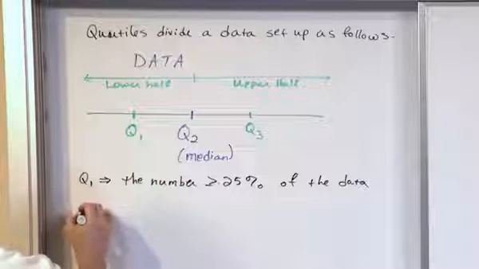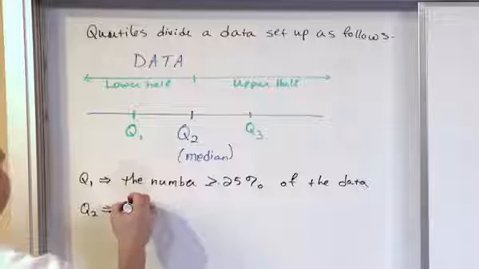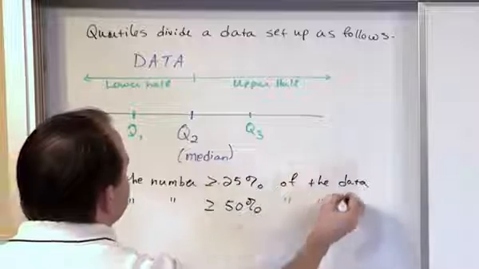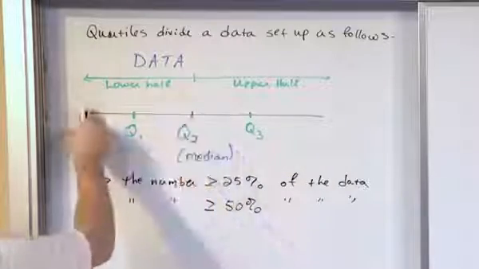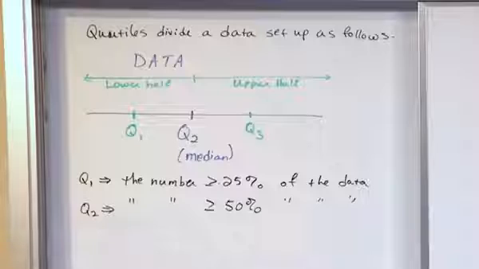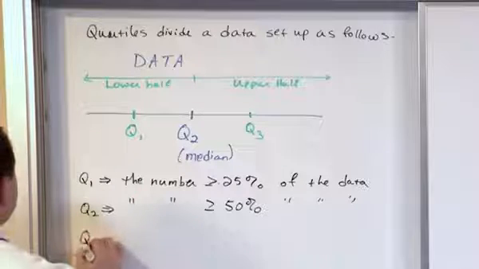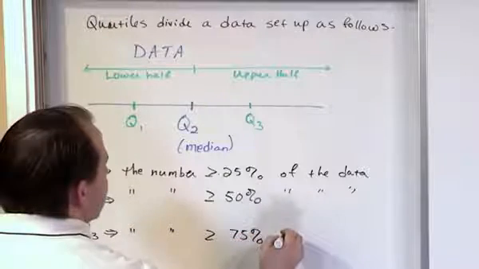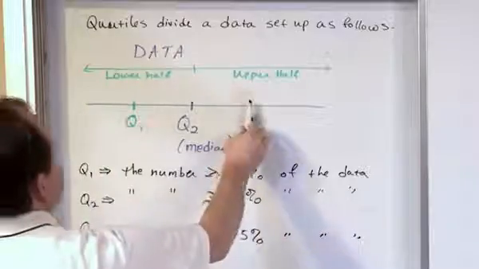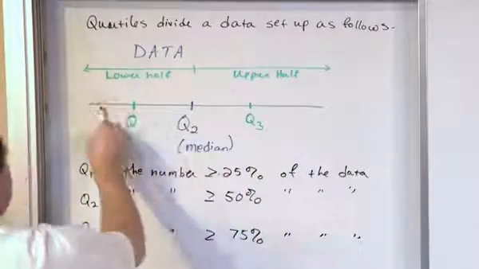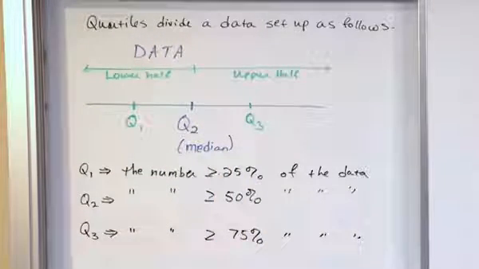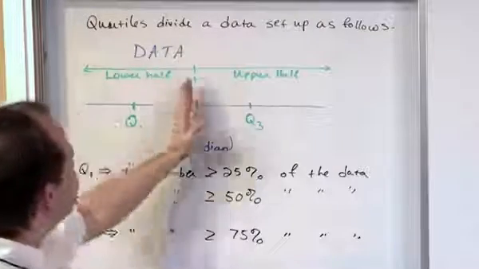All right? And then we have Q2. It's the number greater than or equal to 50% of the data. And that makes sense because the median, Q2, is greater than or equal to 50% of the data. And then Q3 is the number, what do you think it's going to be? 75% of the data. And that makes sense because Q3, since you're all the way over here, this is first quarter, second quarter, third quarter of the data, you're greater than or equal to 75% of the data. And the last thing I want to point out is Q2, as I've already said, is the median of your data set.